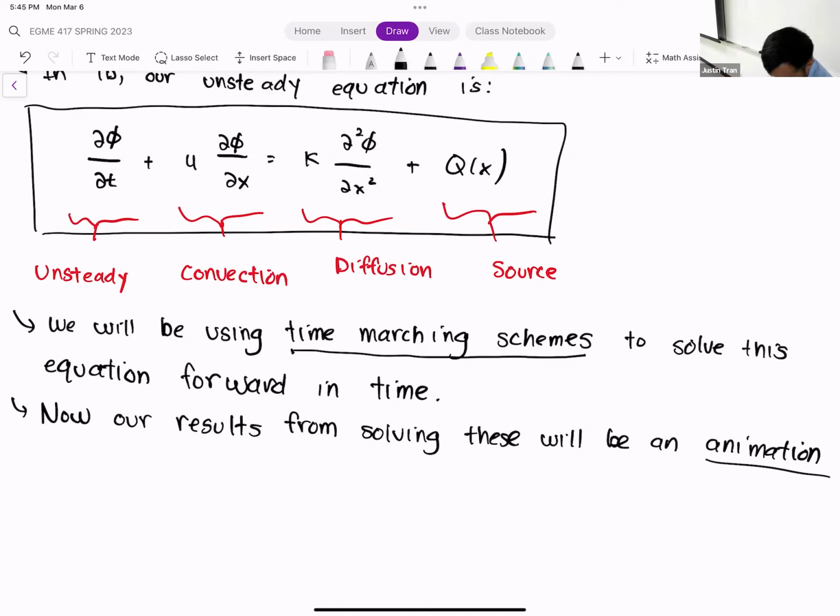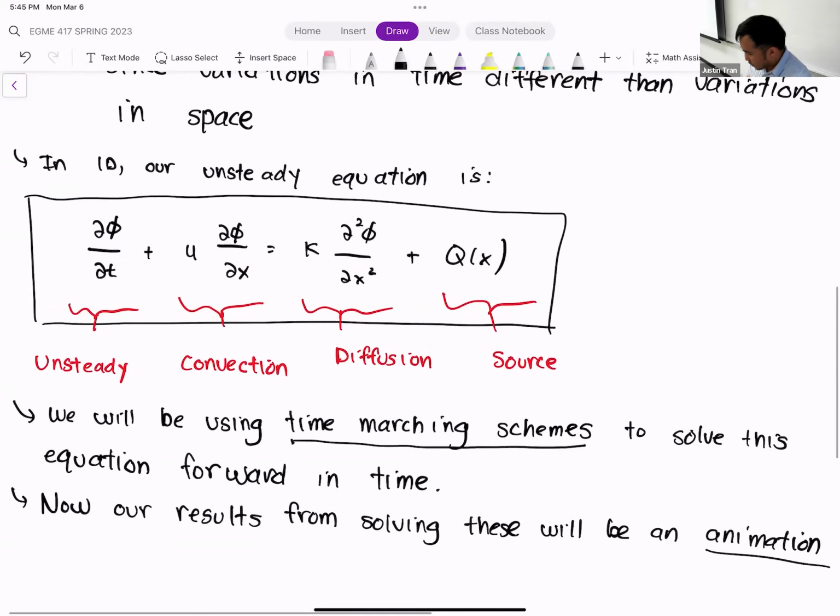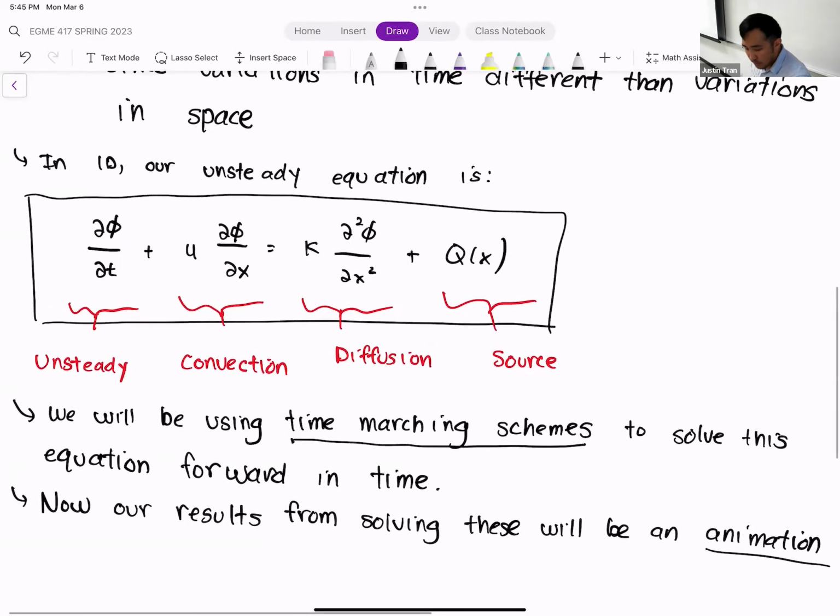So that's kind of where we're going for today. My plan for today is to introduce the simplest form of time marching, which is called explicit Euler. And then we'll do an example at the end today. So there's no code for today. Any questions on anything today so far?